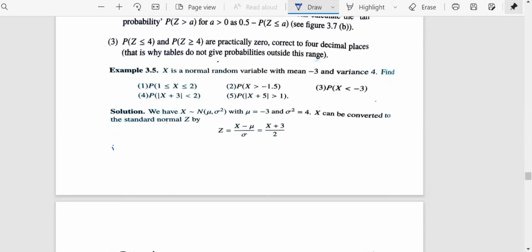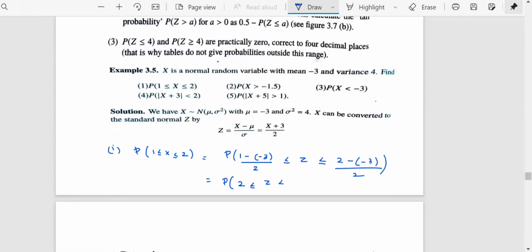So let's start with the first one. Probability of x between 1 and 2. Let's convert the variable x to z. You will get 1 minus mu, where mu is -3, divided by sigma; the variance sigma square is 4, so sigma is 2. This is less than or equal to (x minus mu) by sigma, which is the variable z, which is less than or equal to 2 minus -3 divided by 2. So this is the same as the probability that z is between 2 and 2.5.